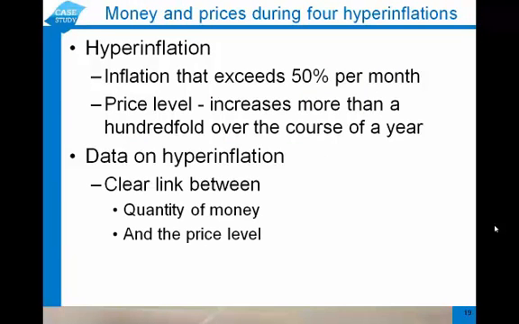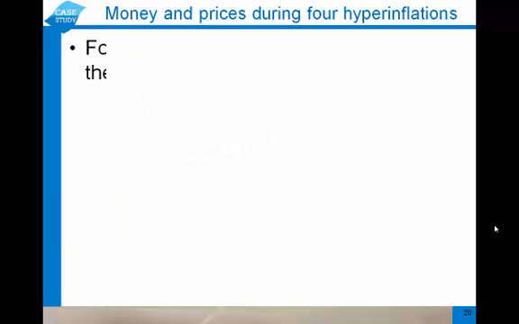Now, how can we see this in practice? Well, one way of seeing this is to look at very extreme inflation, so hyperinflation. That's inflation that exceeds 50% a month. There, when money supply is increased, it's always increased by over 50% a month. And if that's per month, then obviously you're going to get a 100-fold increase in prices over the course of a year. And when we look at this hyperinflation data, and there's a famous paper that looked at this back in the 1950s, there's a clear link between the quantity of money and the price level.